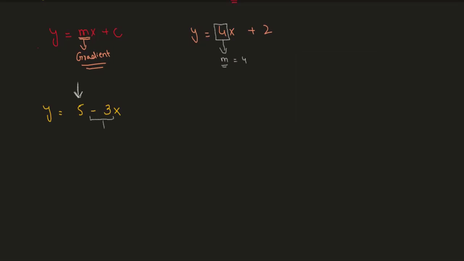So keep in mind that we have to be sure about the sign. So m is equal to minus 3 in this case.